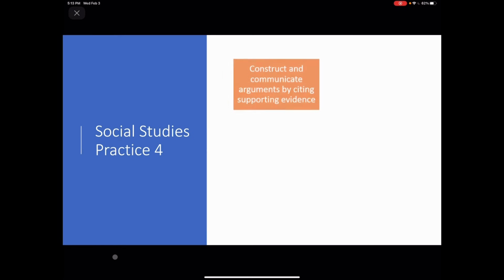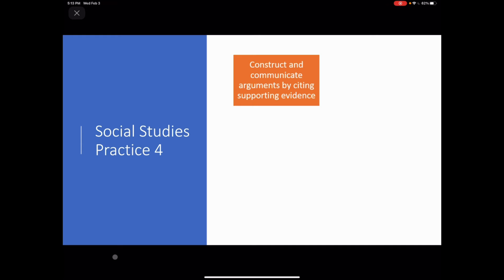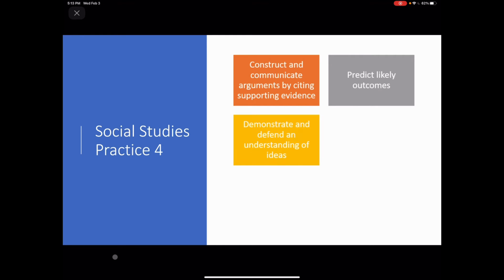Social studies practice number 4, construct and communicate arguments by citing supporting evidence. Okay, you can predict likely outcomes. Demonstrate and defend an understanding of ideas. So this shows your audience that you understand how your evidence supports your claim.